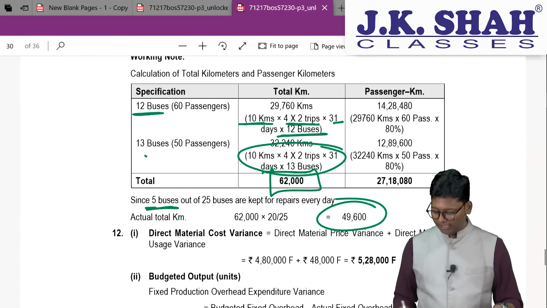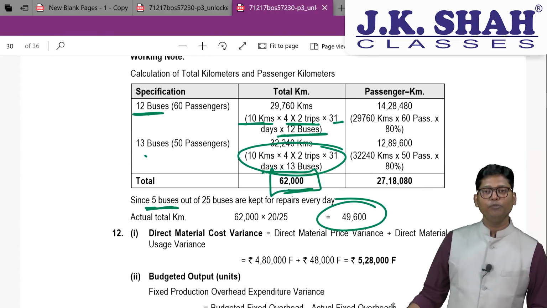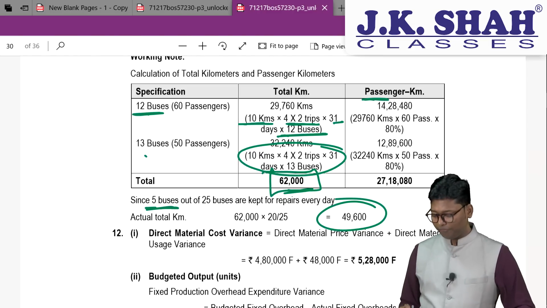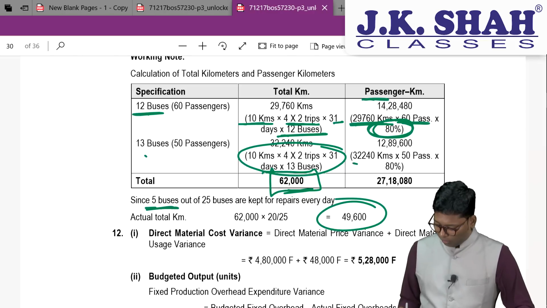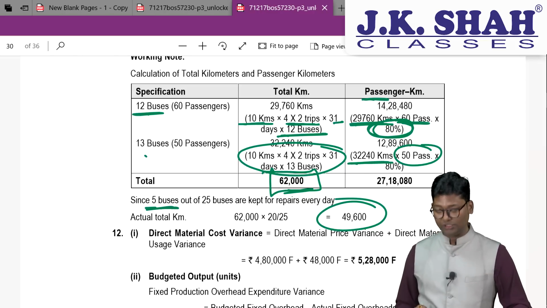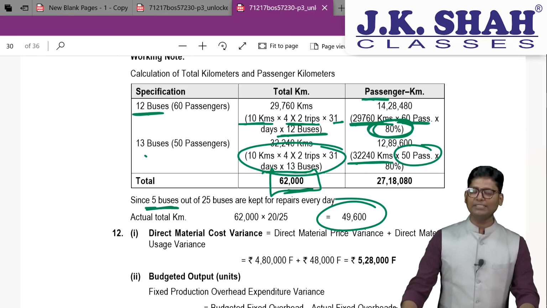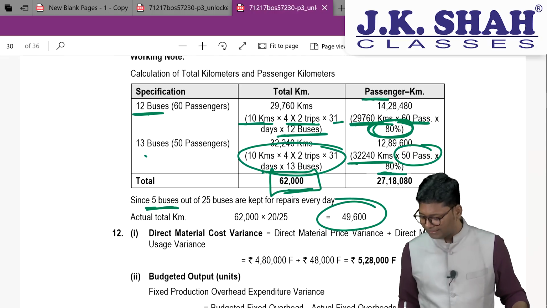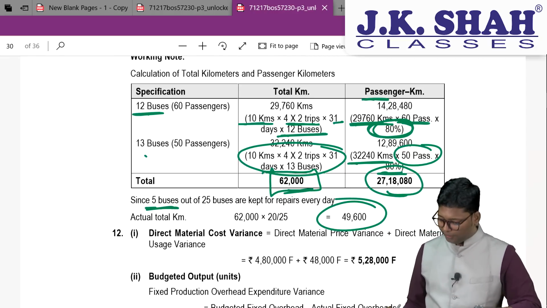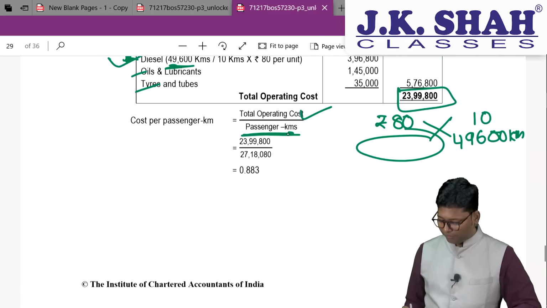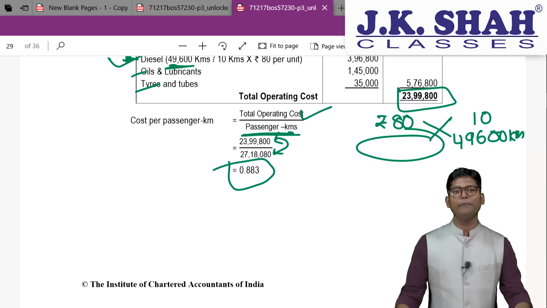In this working, kilometers are computed, but now we should multiply this kilometer with the number of passengers. For all these kilometers, 50 passengers, the passenger capacity given in the question, are traveling with 80% occupancy. Here we have computed total passenger kilometer, and when you divide your total cost by total passenger kilometer, you are going to get the cost per passenger kilometer, and here is the end of service costing.